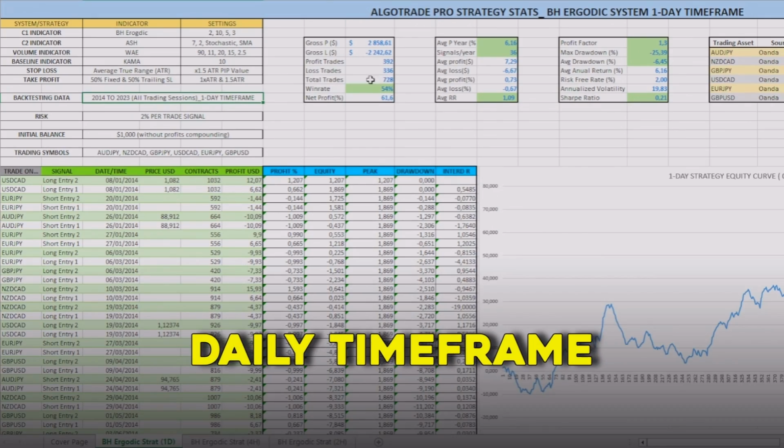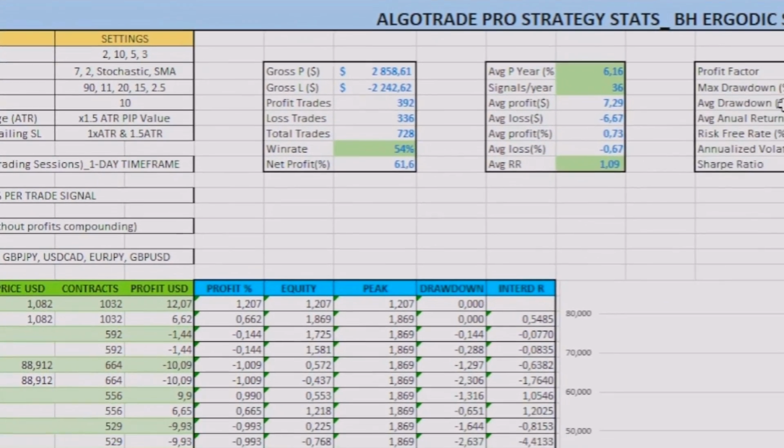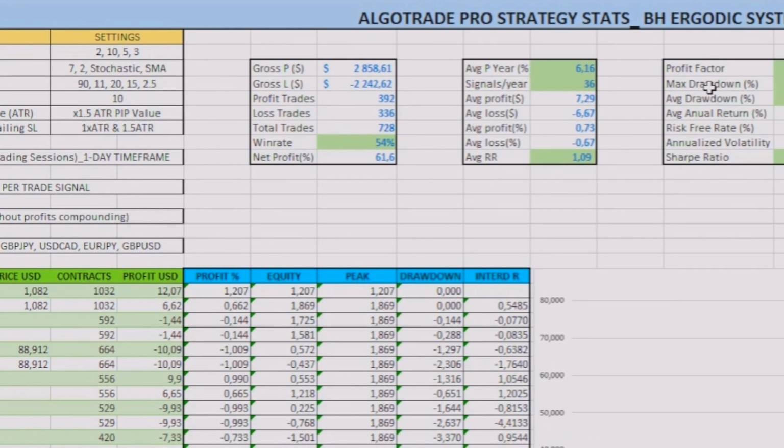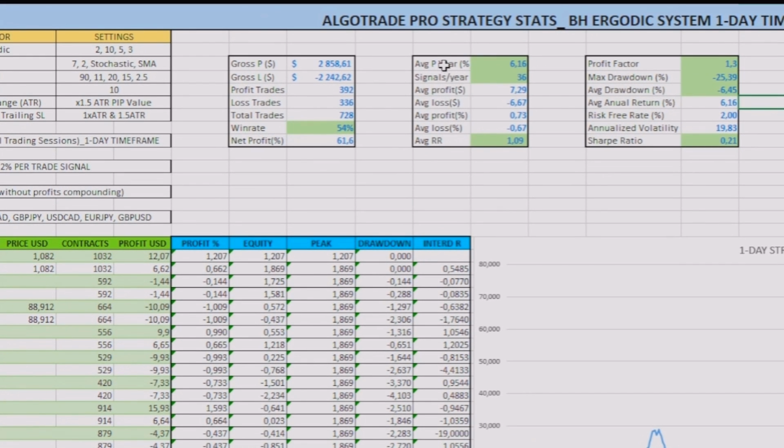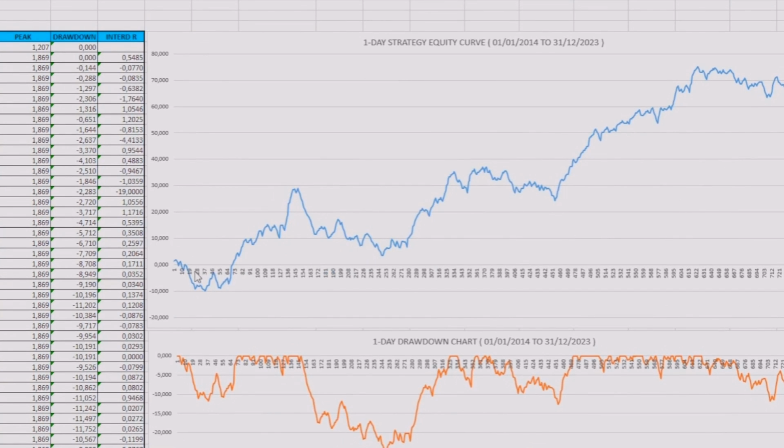On the daily time frame, after analyzing more than 700 trades from 2014 to 2023, and using a 2% risk per trade with an initial capital of $1,000, this strategy achieved a win rate of 54% with a net profit of 61.6%. Regarding the drawdowns, we got an average one of 6.45% and a max of 25%. Here you can check other metrics and the results of every currency pair individually, and by looking at the equity chart, we can conclude that it is fairly consistent.